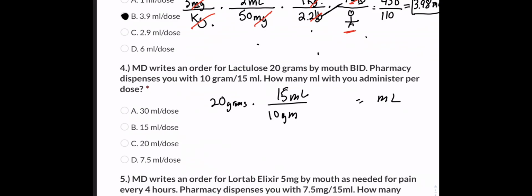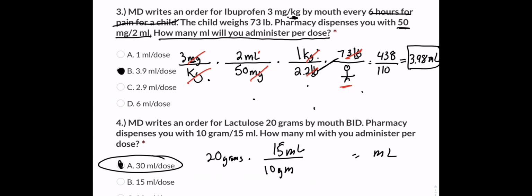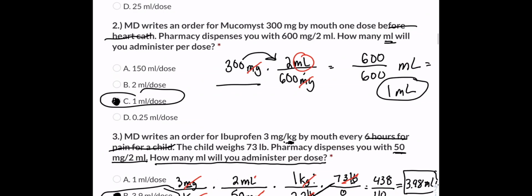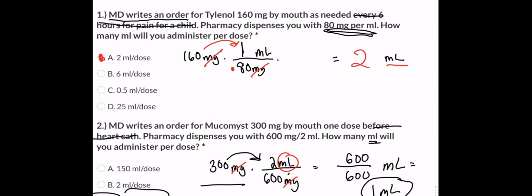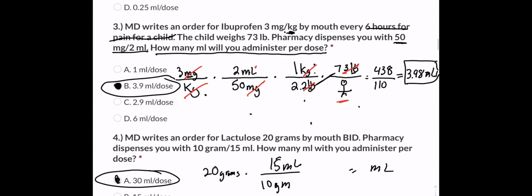All right, let's do the math. 20 times 15, divided by 10. And that equals 30. 30 milliliters per dose. Simple. So I don't think I'm going to go any further because I think I pretty much was able to go over, again, what you start off with is the order and what you have to give is your answer.